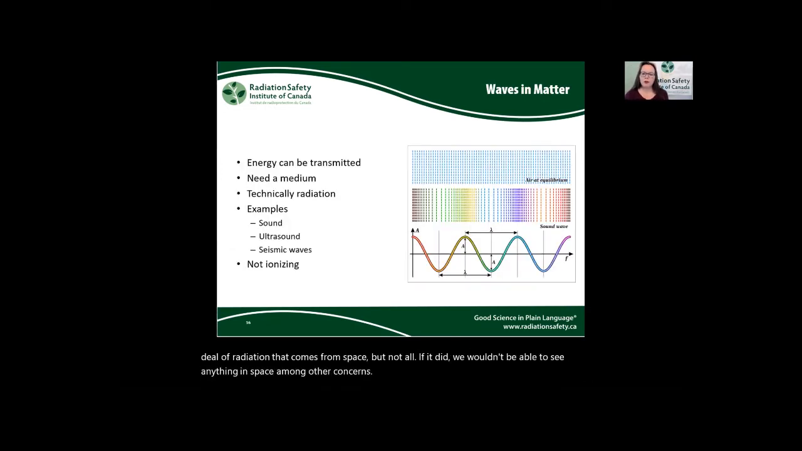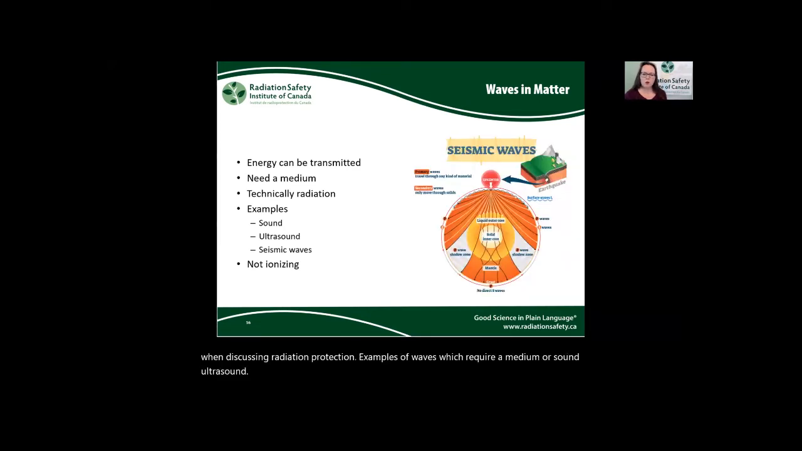Energy can also be transmitted through vibrational waves in a material. We call the material that transmits the waves a medium. These types of waves need a medium to travel through, unlike electromagnetic waves, which can travel through empty space. Technically, they are radiation because energy travels out from a source in straight lines, but they are not what we think of when discussing radiation protection. Examples of waves which require a medium are sound, ultrasound, seismic waves, waves in water, etc. They are not ionizing and outside the scope of this webinar.